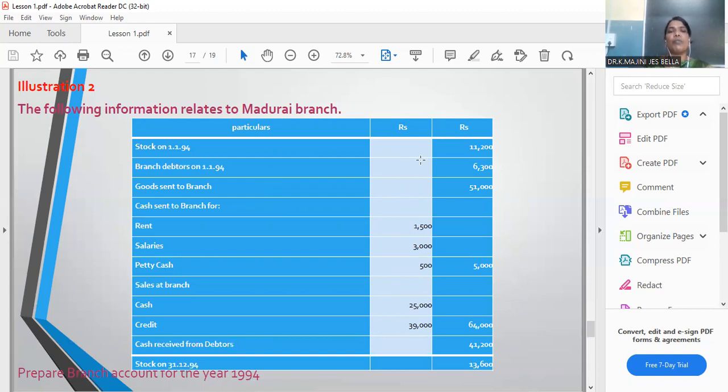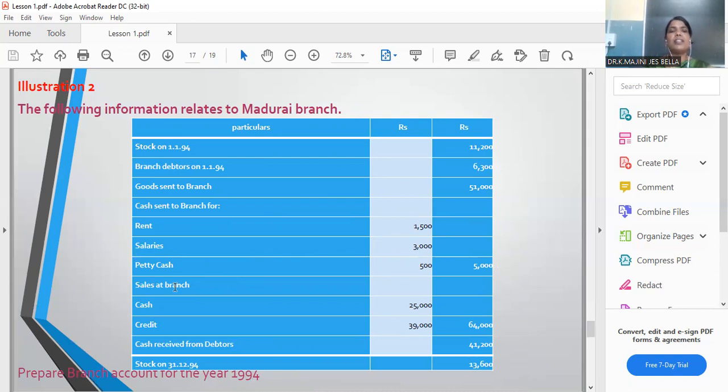Stock on 1/1/1994, 11,200. Branch debtors on 1/1/94, 6,300. Goods sent to branch, 51,000. Then cash sent to branch for rent 1,500, salaries 3,000, petty cash 500. Just total all three items, you will get 5,000.